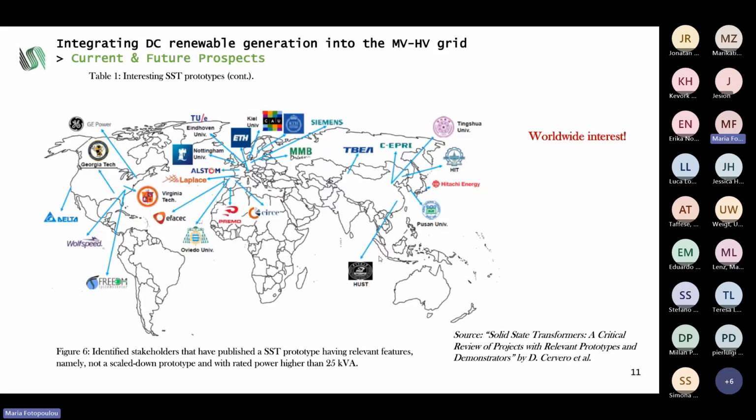And here we have a map that proves the worldwide interest in solid-state transformers of this scale. These are the identified stakeholders that have published SST prototypes with relevant features to the STAR project. It is not a scaled-down prototype, and it has rated power. They all have rated power higher than 25 kVA.